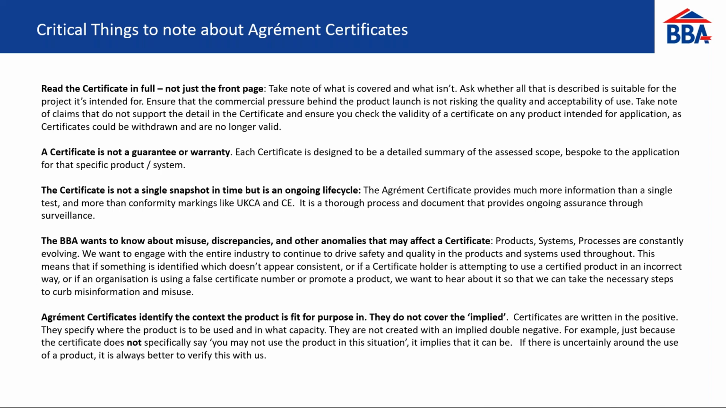And lastly, an Agrément certificate identifies the context the product is fit for purpose in. And this means that we do not cover the implied. Certificates are written in the positive. They specify where the product is to be used and in what capacity. They are not created with an implied double negative. For example, just because the certificate does not specifically say you may not use the product in this situation, it does not imply that it can be. If there is any uncertainty around the use of a product, please always make sure to verify with us to have a clear understanding.